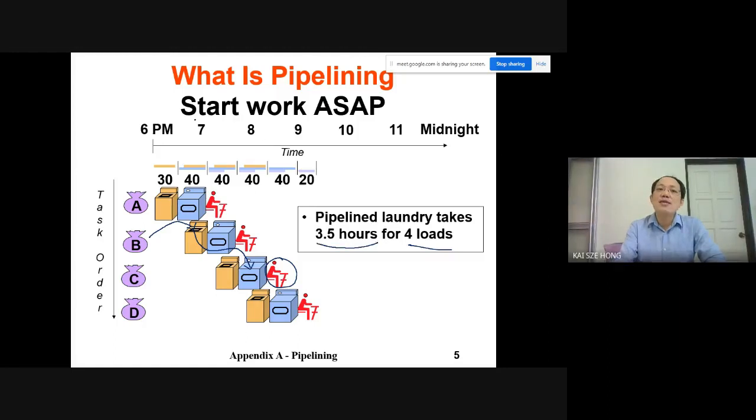Pipelining means you start work as soon as possible, before the next process is completed. In order to do this, the process has to be split into three different processes: process one, process two, and process three. This is the meaning of pipelining.